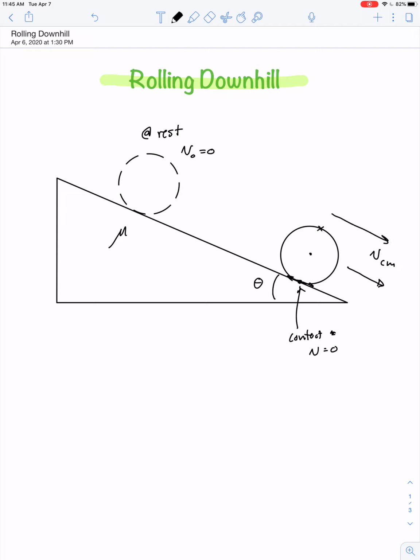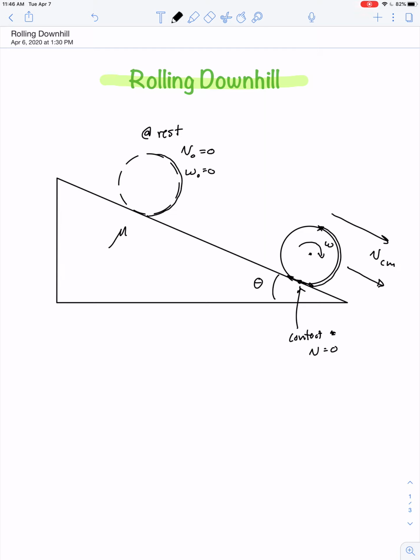Because it starts with an angular speed of 0, but if it develops some angular velocity as it rolls to the bottom of the hill, that means a piece of something stuck to the rim of the wheel is going to be moving faster than the center of mass of the wheel. Let's imagine in this case that we're dealing with a solid disk or a solid cylinder.